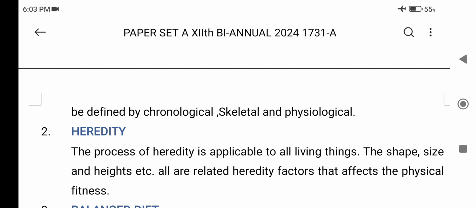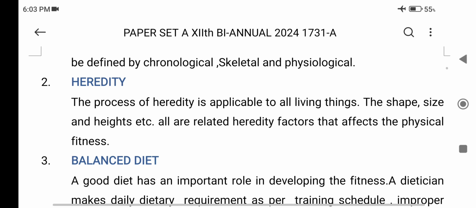Number 2, heredity. The process of heredity is applicable to all living things. The shape, size, and height, etcetera, are all heredity factors that affect physical fitness.